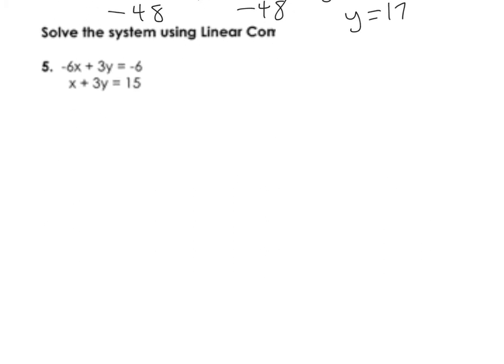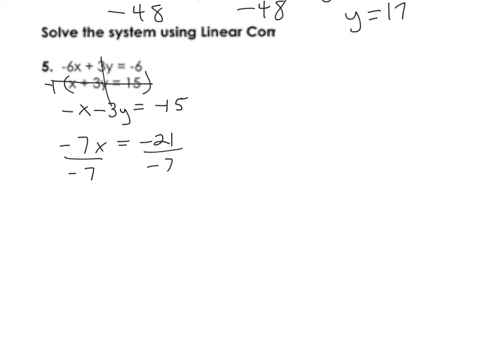We can use linear combination on this one. And I think what I'm going to do on this one is just multiply the bottom by -1. So I would get -x minus 3y equals -15. Now when I go and combine it with the top equation, I'd get -7x. My y's would cancel, and I would get -21. Divide both sides by -7. I get x is equal to +3.